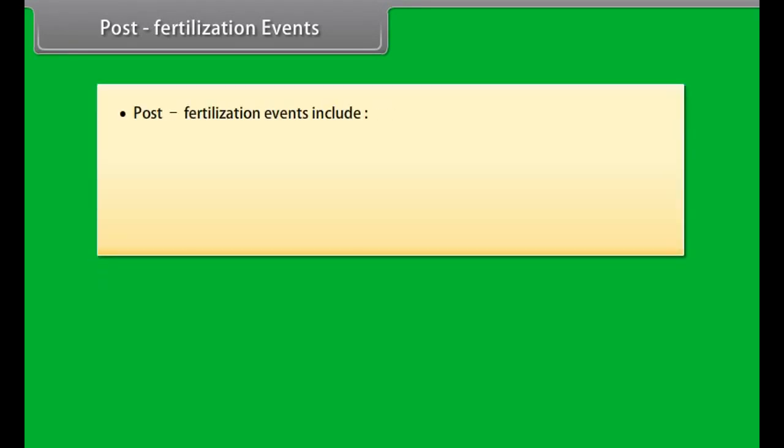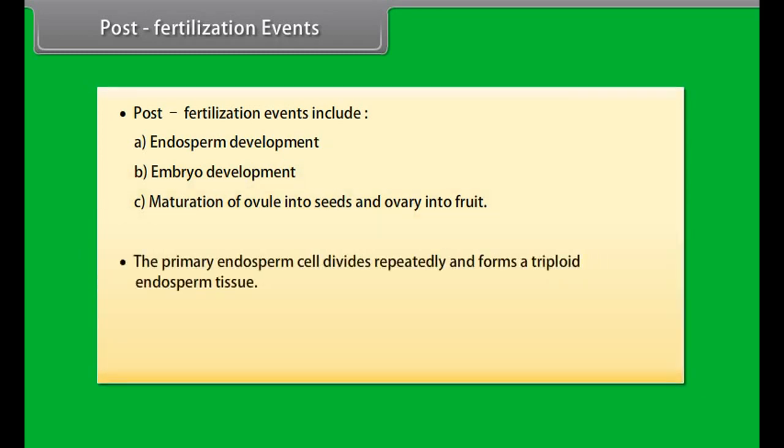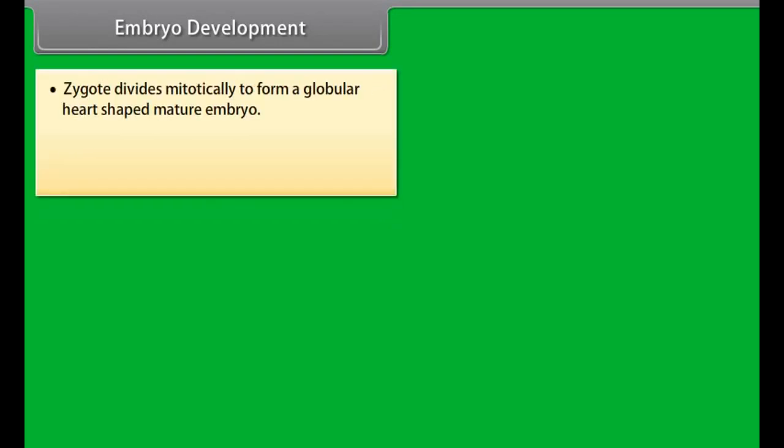Post-fertilization events. Post-fertilization events include A. Endosperm development, B. Embryo development, C. Maturation of ovule into seeds and ovary into fruit. The primary endosperm cell divides repeatedly and forms a triploid endosperm tissue. The cells of this tissue are filled with reserve food materials and are used for the nutrition of the developing embryo. Embryo development: the zygote divides mitotically to form a globular, heart-shaped mature embryo.